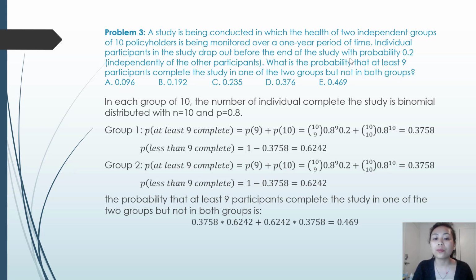So the probability of at least 9 complete in group 1 is 0.3758, and the probability of less than 9 complete in group 2 is 0.6242. The second case is less than 9 complete in group 1, which is 0.6242, and at least 9 complete in group 2, which is 0.3758. So the answer is 0.469. So the answer is E.